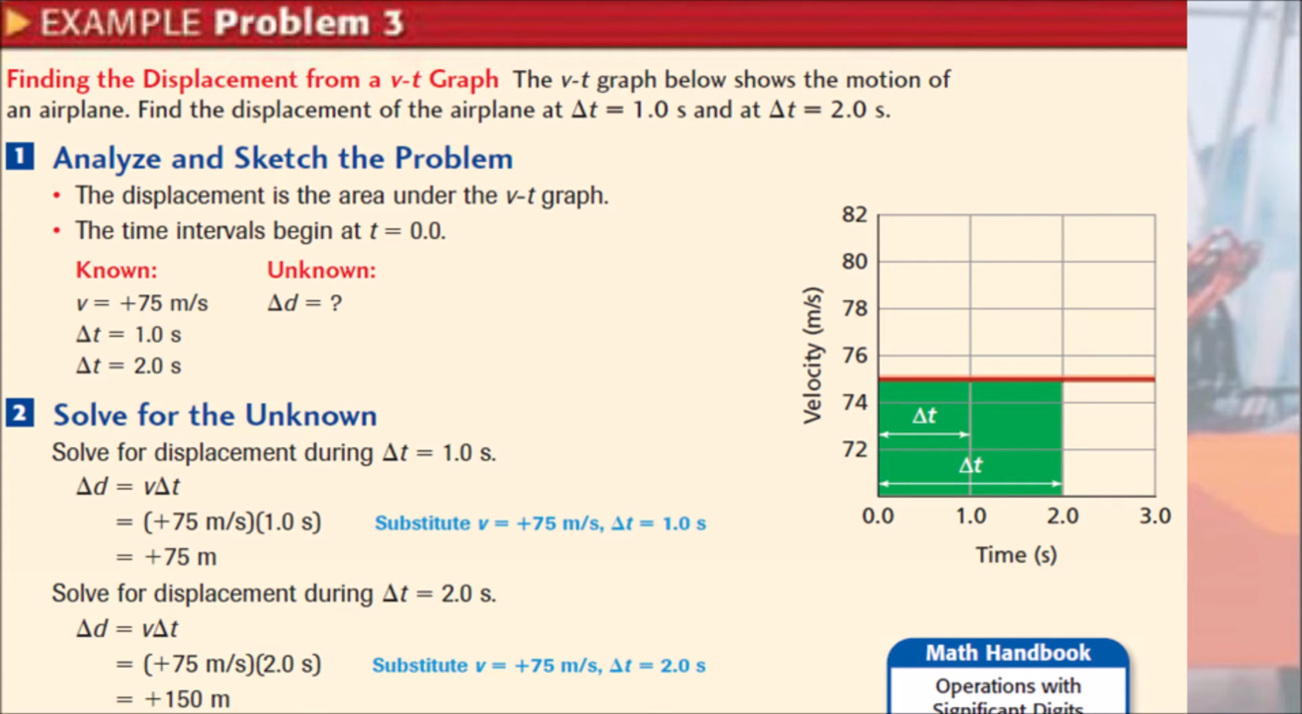It says the velocity time graph shows the motion of an airplane. Find the displacement of the airplane at t equals 1 second, and then when time is equal to 2 seconds. In order to find the total displacement, we have to find the area under the curve. It looks as though this airplane is traveling at 75 meters per second. During that 1 second interval, I would take the base of 1 times the height of 75, and that would give me a total of 75 meters. At the 2 second mark, if I take the base, which is now 2, times the height, which is 75, that gives me 150 meters.